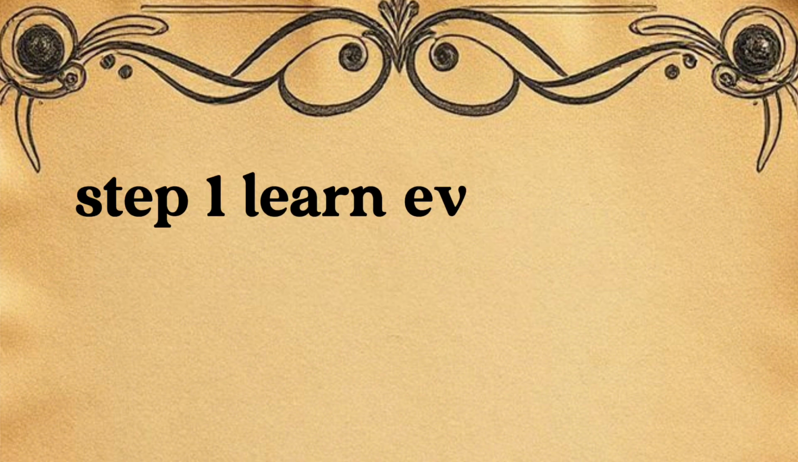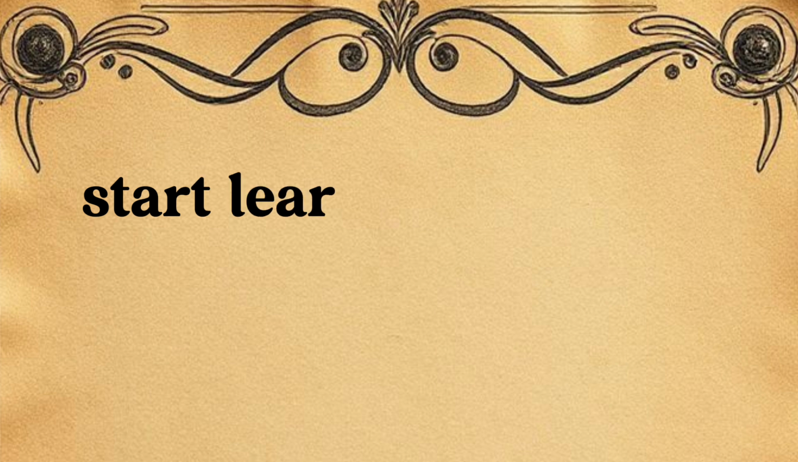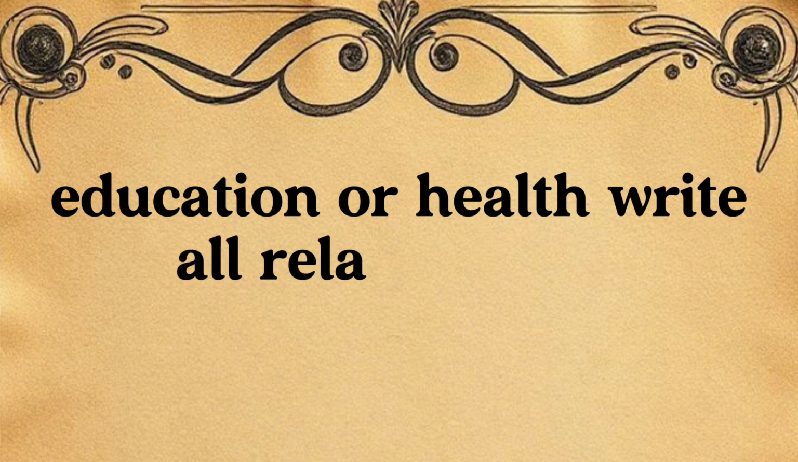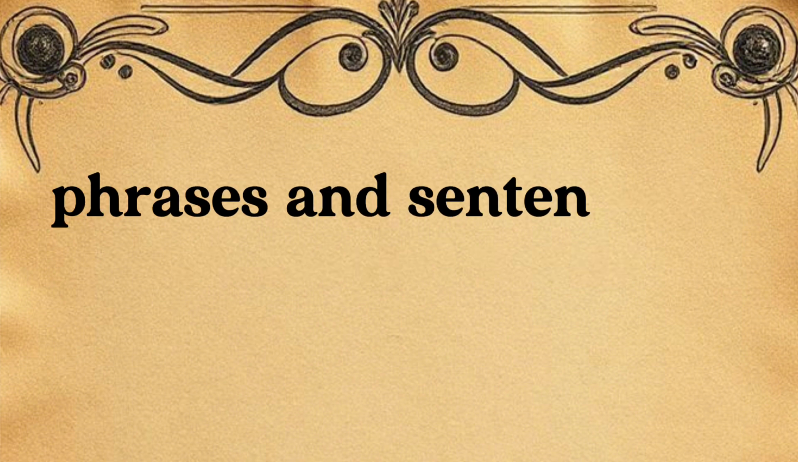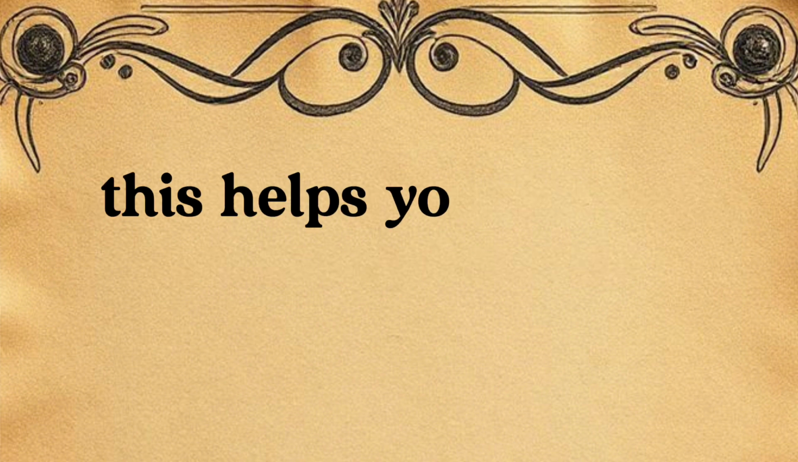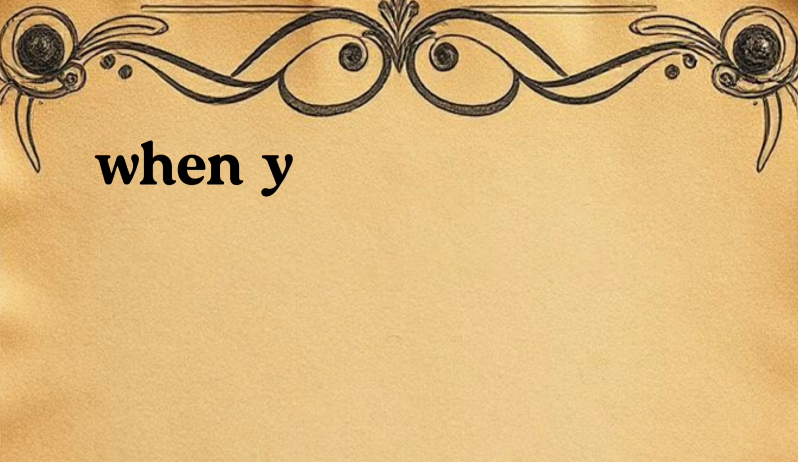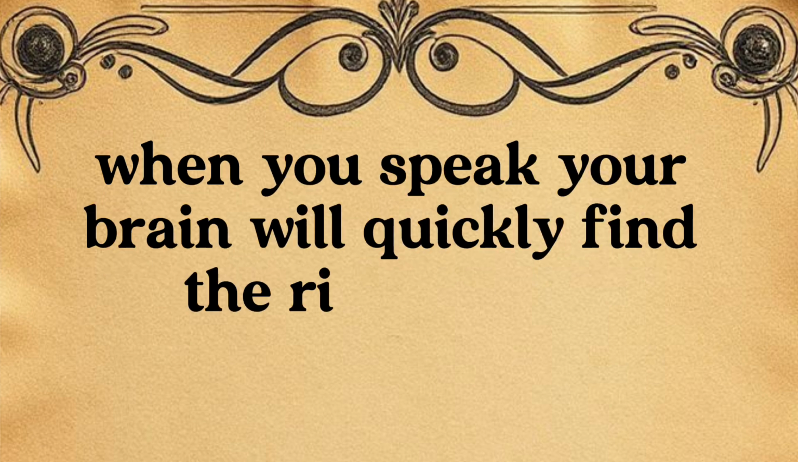Step 1. Learn everything by topic. Stop learning random words. Start learning by topic. For example, choose a topic like friendship, education, or health. Write all related words, phrases, and sentences in one place. This helps your brain organize information. When you speak, your brain will quickly find the right words because they are connected.